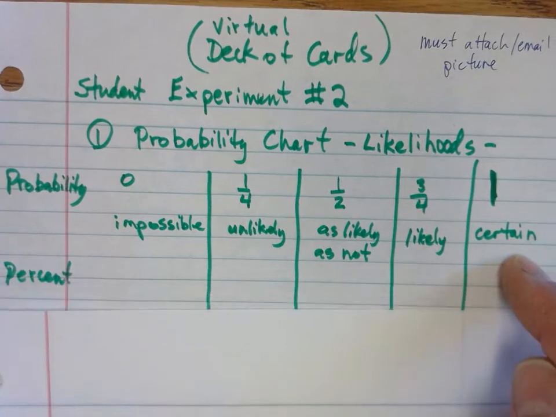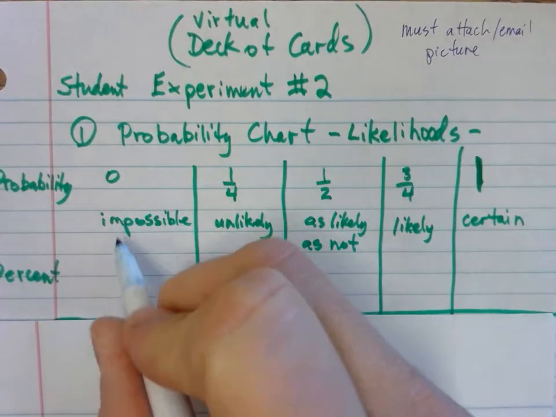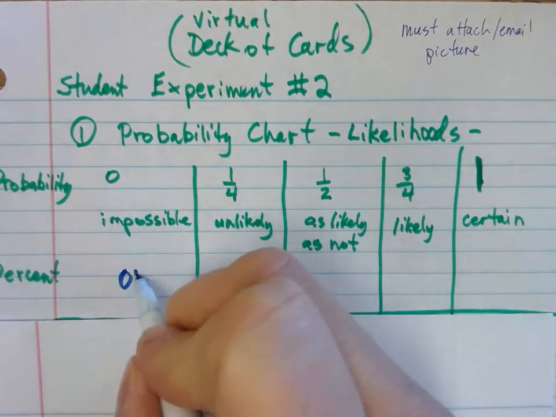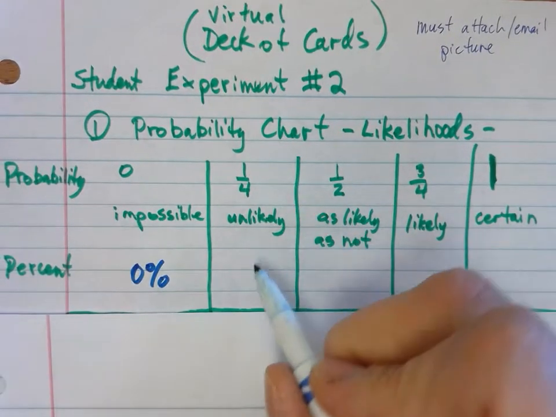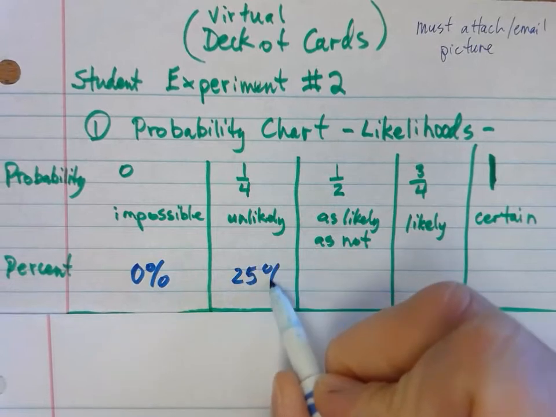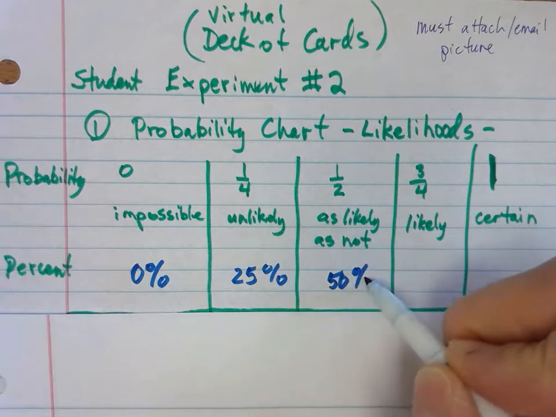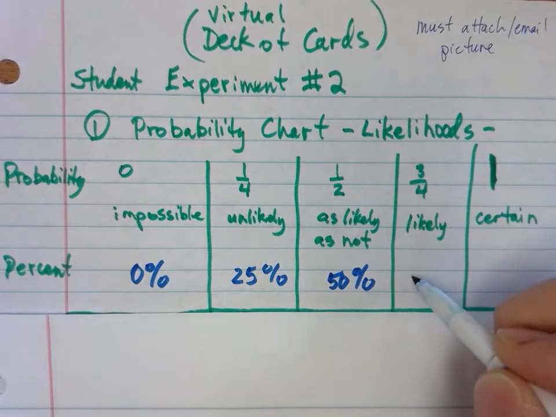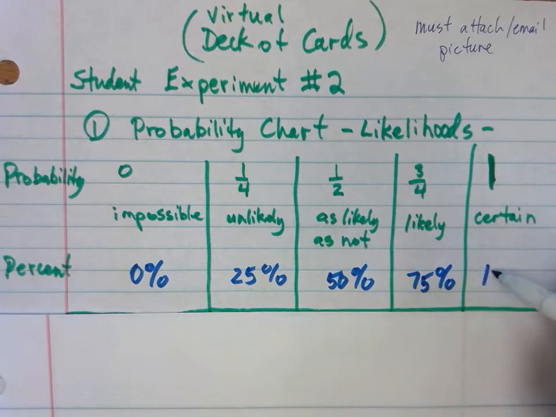That's certain. So let's come down here, and I'm going to add these percentages in. You're going to have one of these papers if you can print it off. If not, you just have to write it down. Impossible: the probability is 0, but the percent would be 0%. Unlikely's probability is 1/4, and the percent would be 25%. Half is the probability, and the percentage would be 50%. 3/4 for likely as a percentage would be 75%. And of course, certain is 1, that's the probability, so that would be 100% in the percentage category.